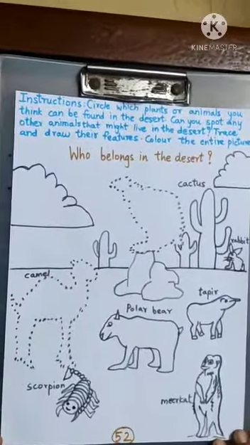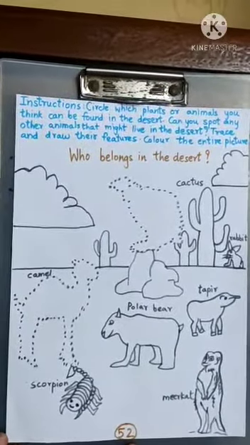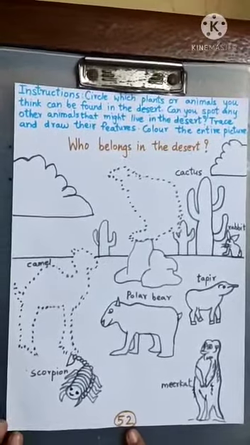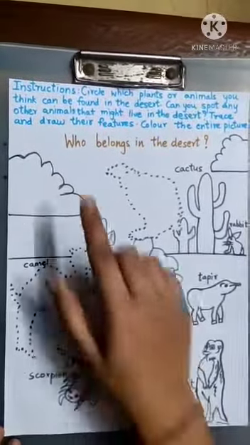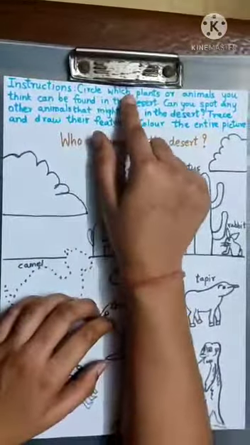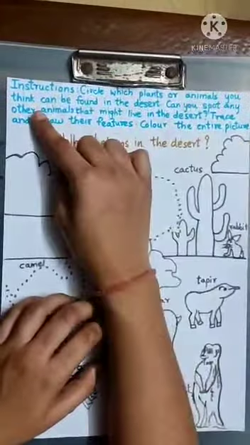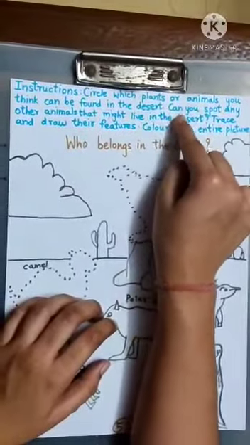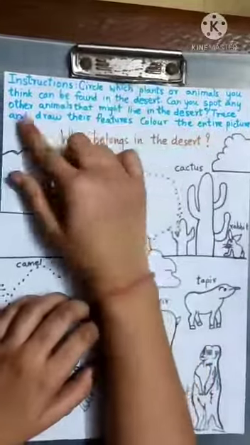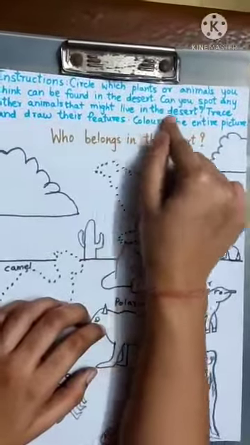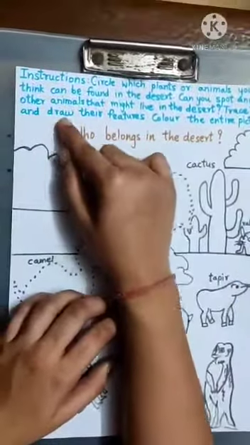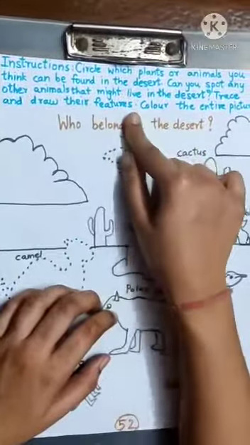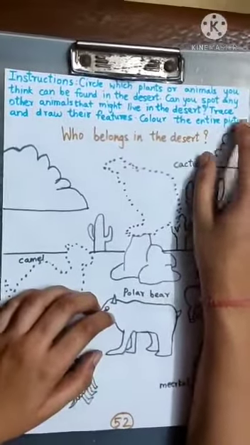We are going to do an activity on page number 52 of concept workbook. Instructions. Circle which plants or animals you think can be found in a desert. Can you spot any other animals that might live in the desert? Trace and draw their features. Color the entire picture.